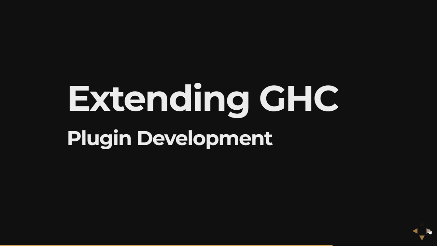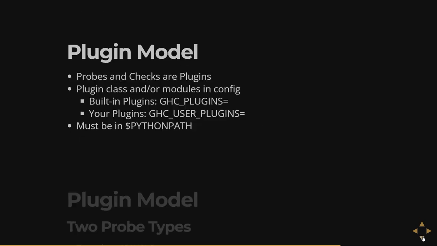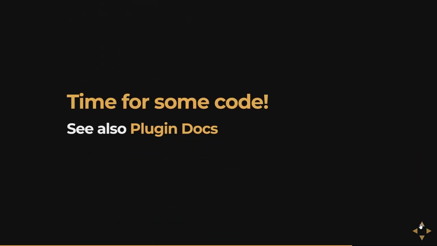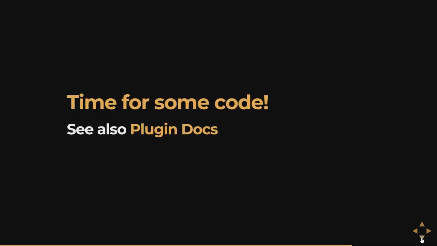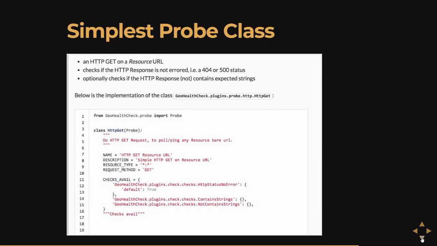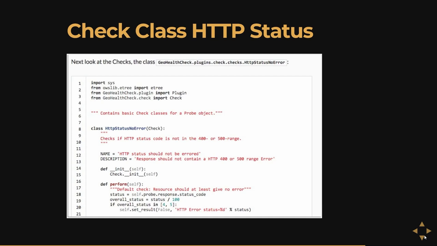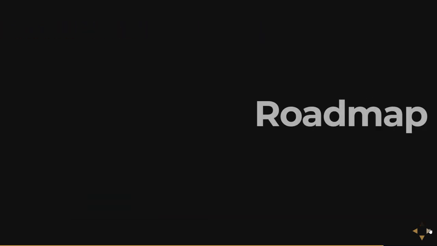Like we said, you can extend GeoHealthCheck with your own plugins, and I don't have the time to go into much detail, but it's fairly simple. Basically, you can have two types. There's a template type where you have pre-registered requests with only parameters that you need to fill in, or there's free form. You can do anything. That's what you probably need with MQTT. There was even some code here, but in the interest of time, this is the simplest plugin that you could write. Just an HTTP request. This is all the lines you would need, and also for the check. Let's say you want to check if the response is in the 400 or 500 range. So it's quite easy to write probes.